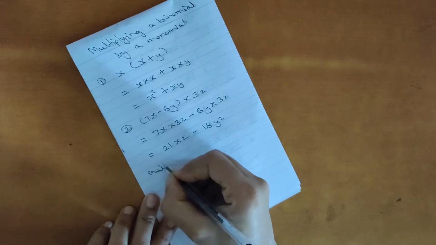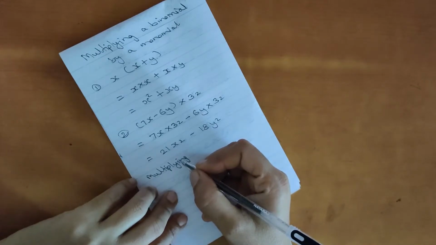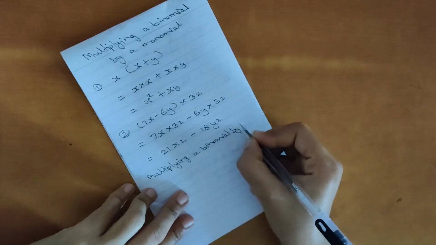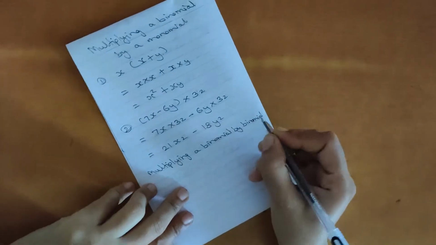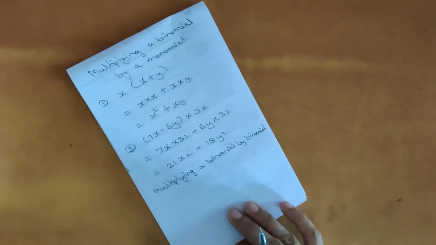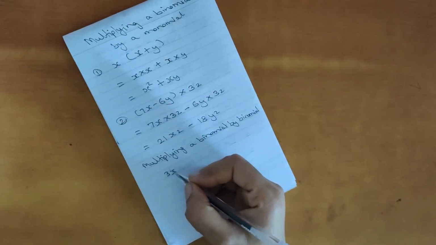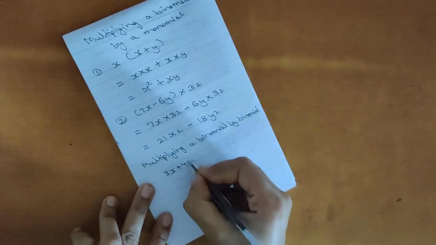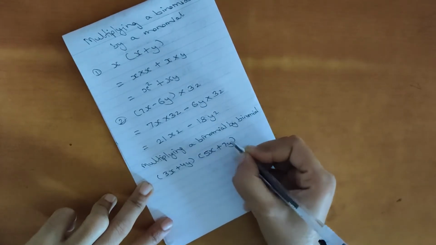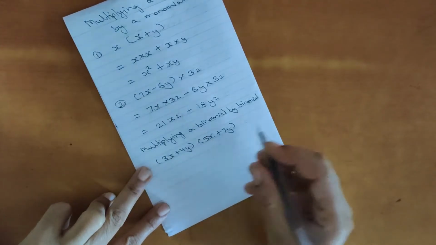Now multiplying a binomial with a binomial. For example, if we are taking 3x plus 4y multiplied with 5x plus 7y.